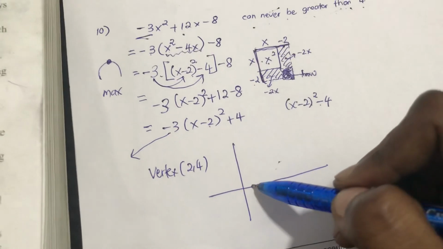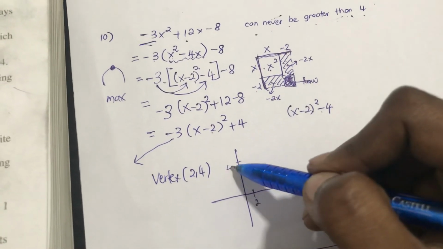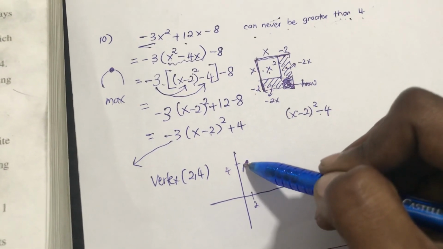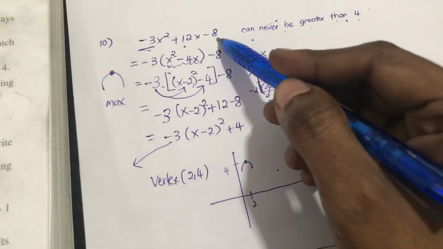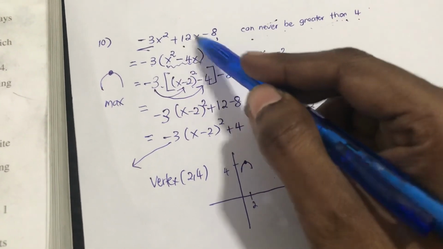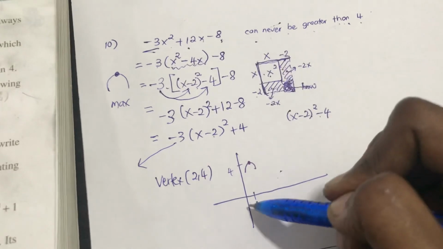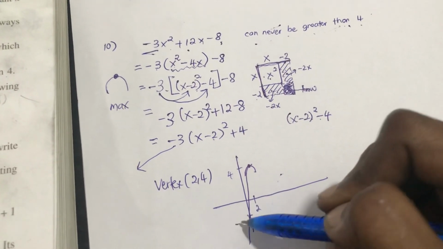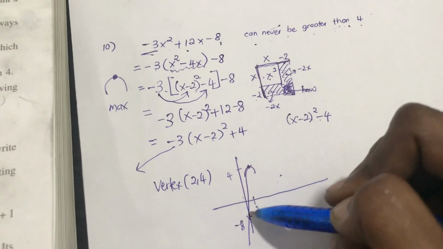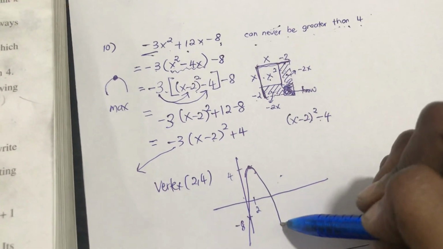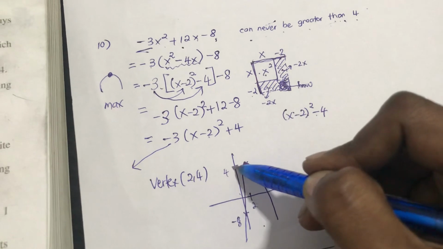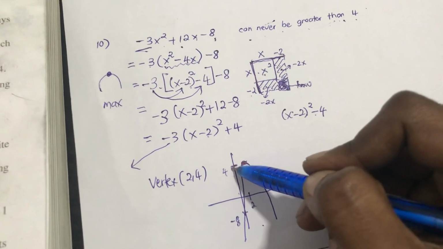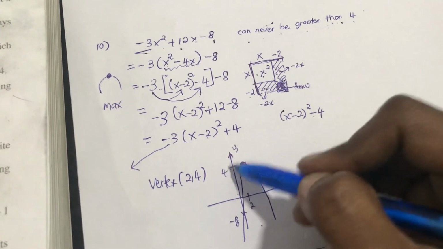So let's sketch. I got a 2 here. I got a 4 here. I'm going to put here a sad shape. And then what is my y-intercept? You put a 0 here, 0 here, you get negative 8. So make sure your negative 8 comes here. I mean, it's illogical, but more or less that's what happens. Something like this. What is the highest value here? What is this value? Isn't it 4?